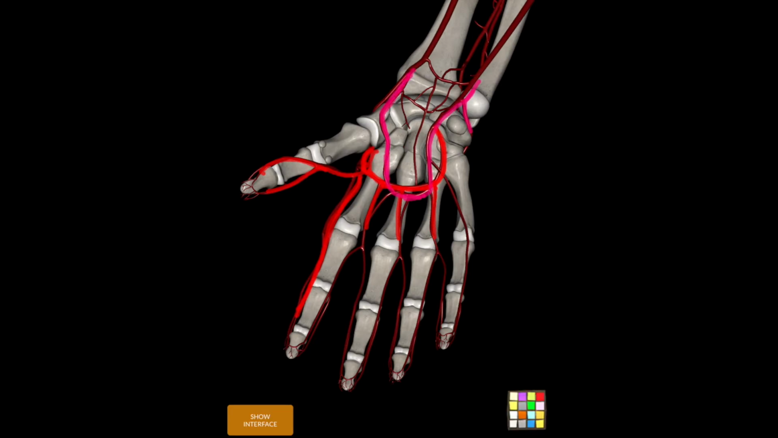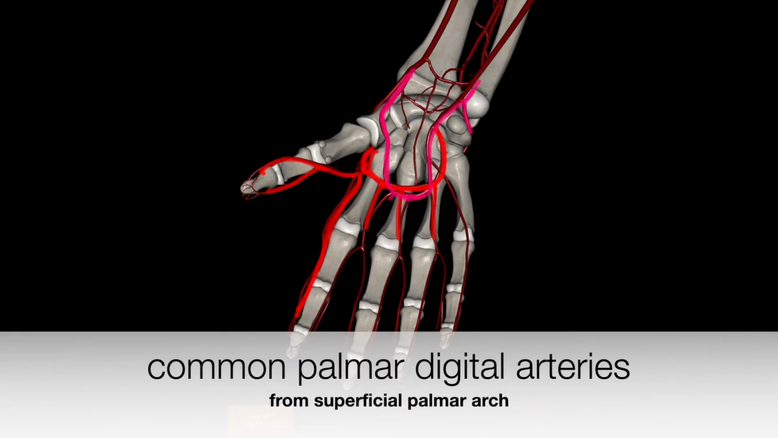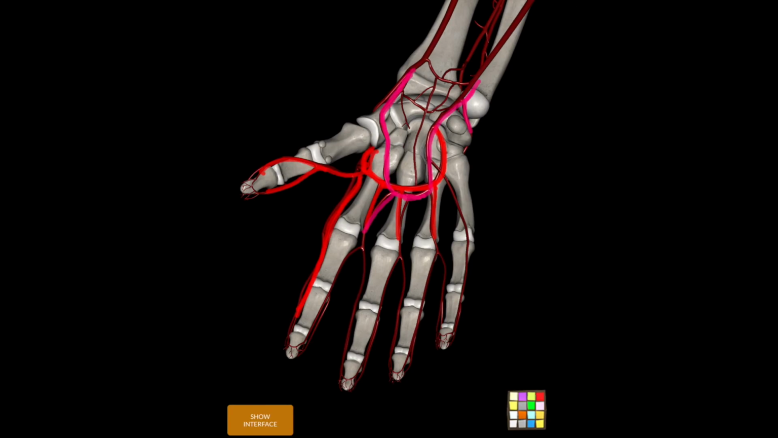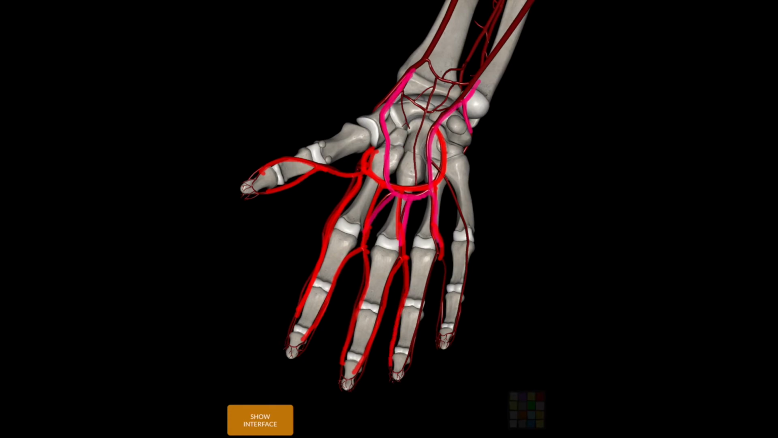The superficial palmar arch gives off common palmar digital arteries, and these are reinforced by the metacarpal palmar arteries of the deep arch. These quickly divide into proper palmar digital arteries to supply adjacent sides of the fingers. They also have dorsal branches which supply the dorsal aspects of the fingertips here. This little guy here doesn't seem to have a name.